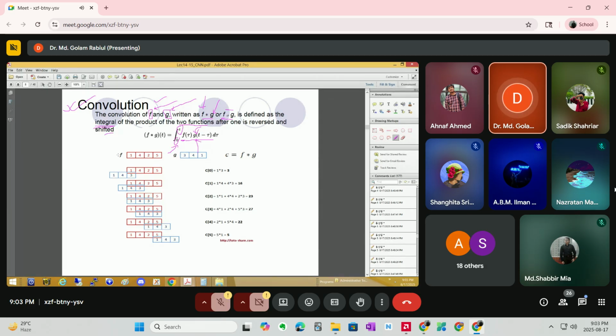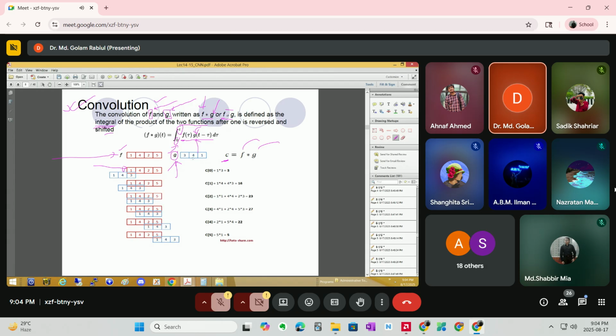So what does it mean? It means that if we consider one vector, there is our f, and another vector is g, and we want to perform the convolution operation. This is the c, the output of the convolution operation between these two functions f and g. At first, we have to reverse one of these functions. Let's say we want to reverse the g. This is our f. And this is the g.